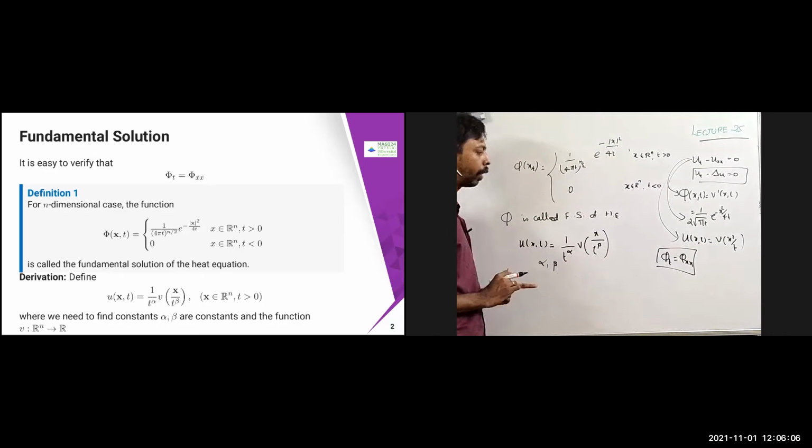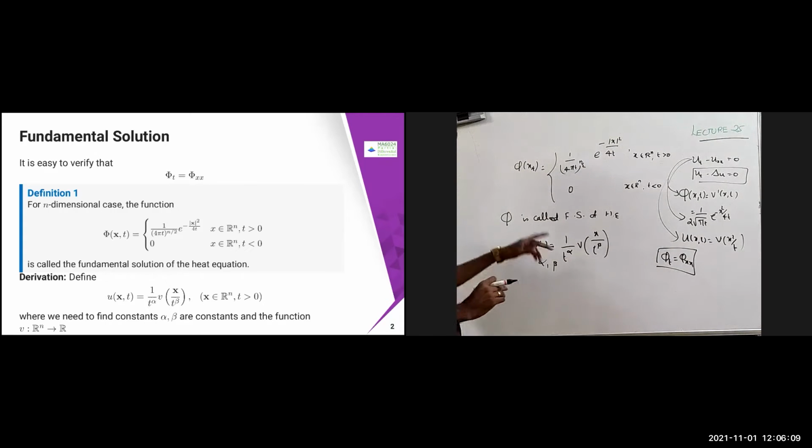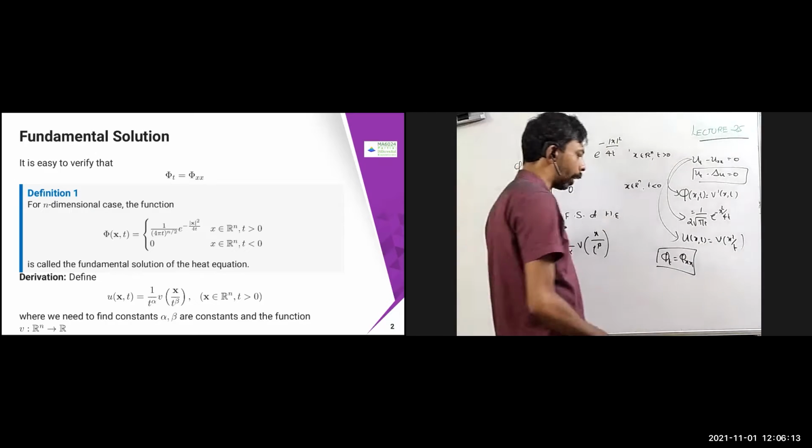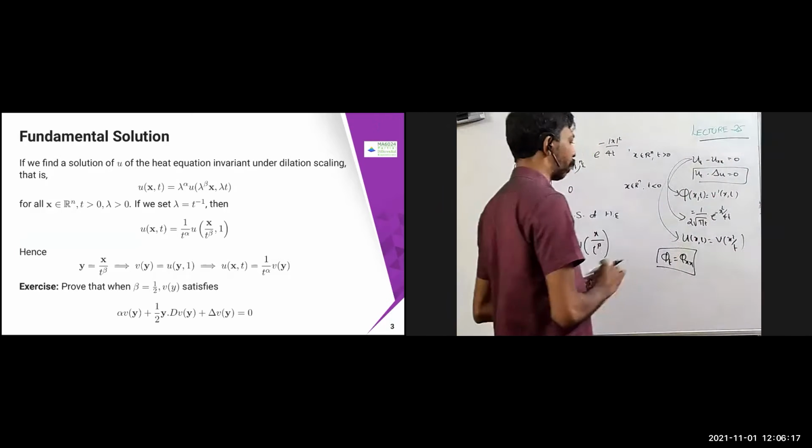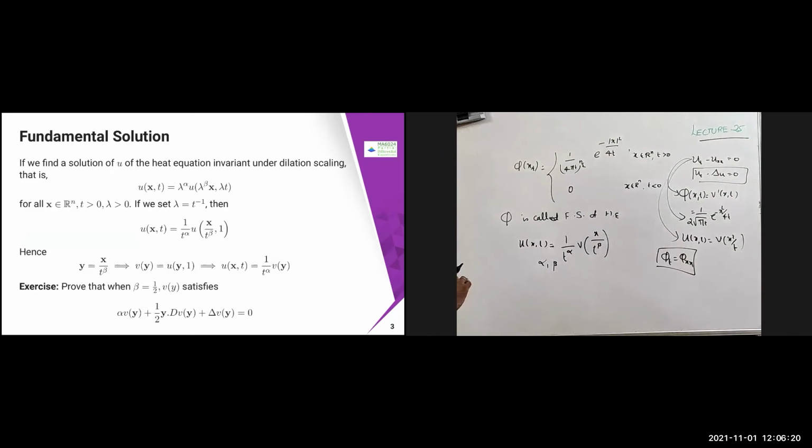We need to find the constants alpha and beta, and the function v from R power n to R. If we find these, then we are going to obtain the general solution for u of x comma t. That formula, some representation formula, we are going to derive. So let me try this way.